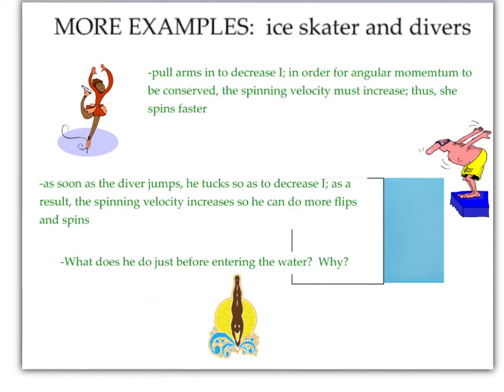So when that happens, their angular velocity is increasing. That allows you to spin faster on your flips so that you can get more turns in. So the more tucked you are, the faster you spin and do all your flips.